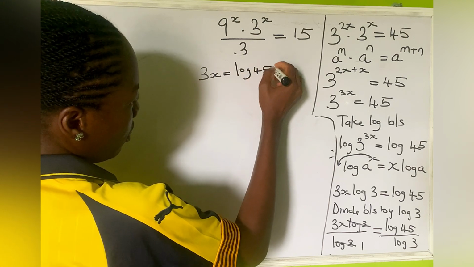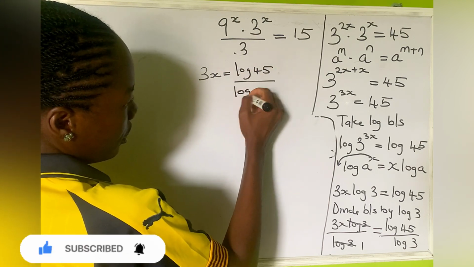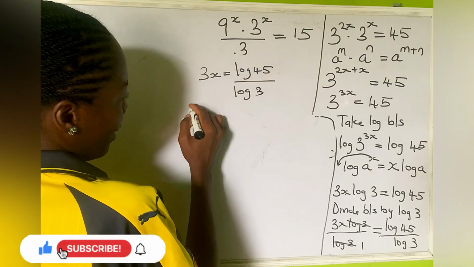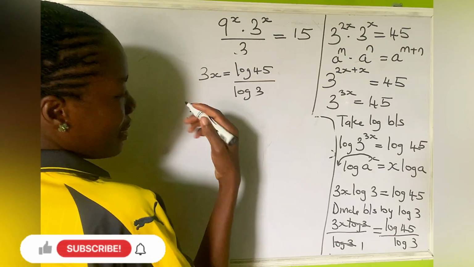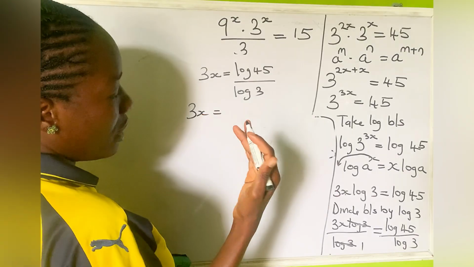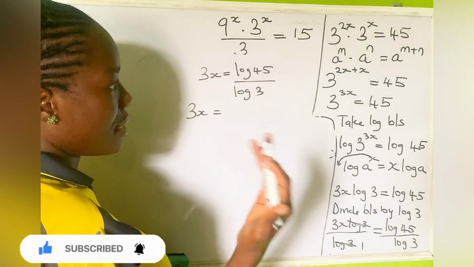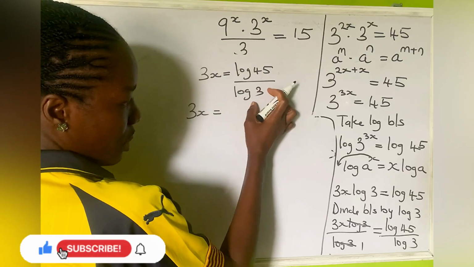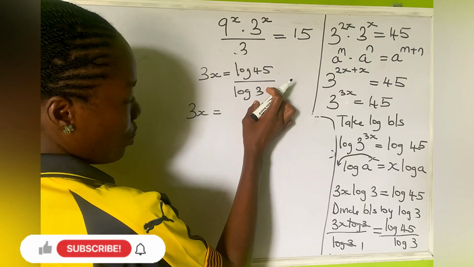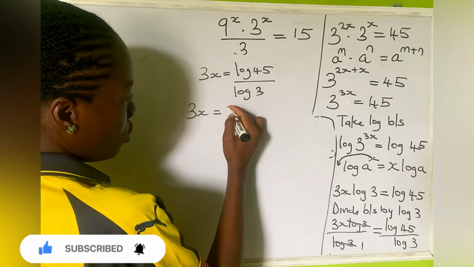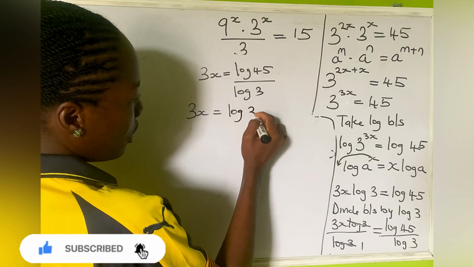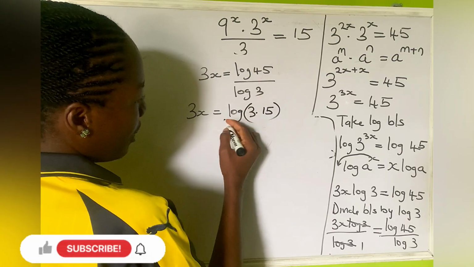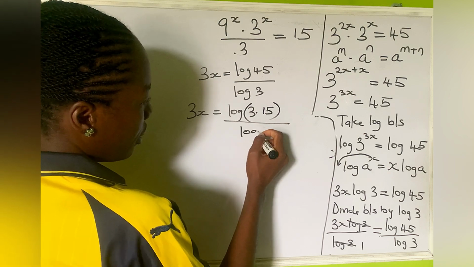So we have 3x is equal to log 45 over log 3, right? Now, we can express 45 as what? 15 times 3. Yeah, because we have a denominator of 3. So let's stick with our 3 to ensure that we still have 3 in our numerator. So we'll have log 3 multiplied by 15 will give us 45, over log 3.